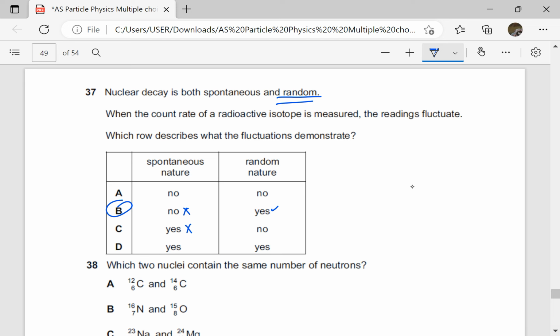Fluctuations do not represent the spontaneous nature. They represent the random nature. They don't represent both spontaneous and random. So the answer is B.